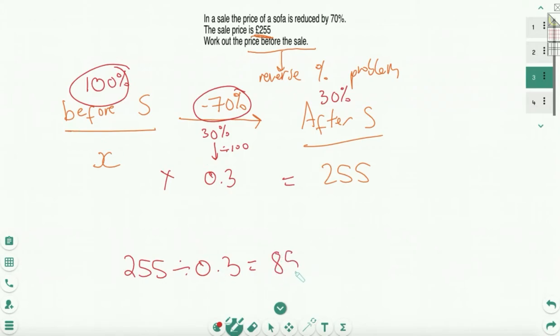850. So £850 was the price of the sofa before the discount. Well, that's a pretty big discount, huh? £850 all the way to £255. Pounds, I mean. So that's how we do it.